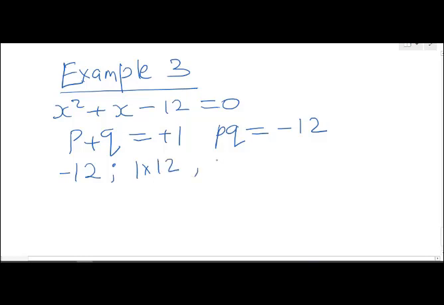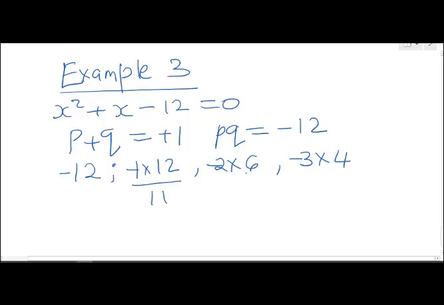2, we have 2 multiplied by 6. And the third, we have 3 multiplied by 4. If we take now the first one, since the product is negative, one of the values is negative, the other one is positive. And if we look at the sum, since the sum is positive, it therefore means that the big value is positive, the small value is negative. This is minus 12, but when it is added, we are going to get 11.